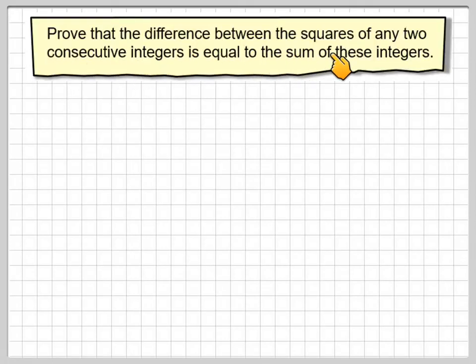Prove that the difference between the squares of any two consecutive integers is equal to the sum of these integers. Okay, first let's try an example.